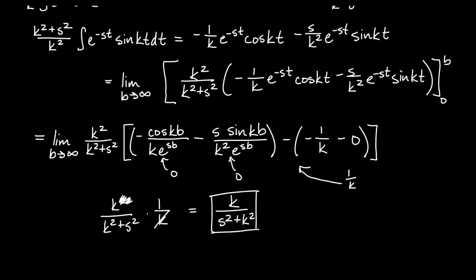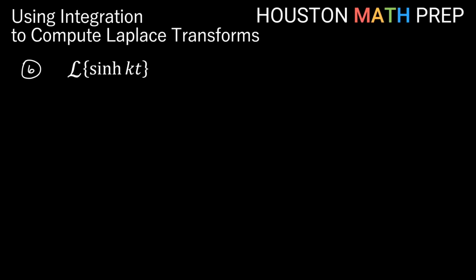as our Laplace transform for sine of kt. We'll walk you through one more here, the Laplace transform of hyperbolic sine of kt, or sinh of kt. This is not nearly as long as the last one. The last one was the monster of the video. I'm going to use the exponential definition for hyperbolic functions. So sinh of some multiple of t is e to the kt minus e to the negative kt all over 2.